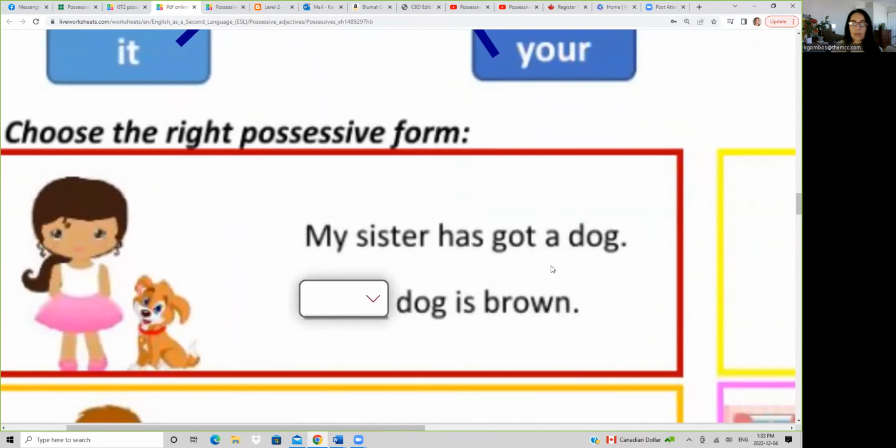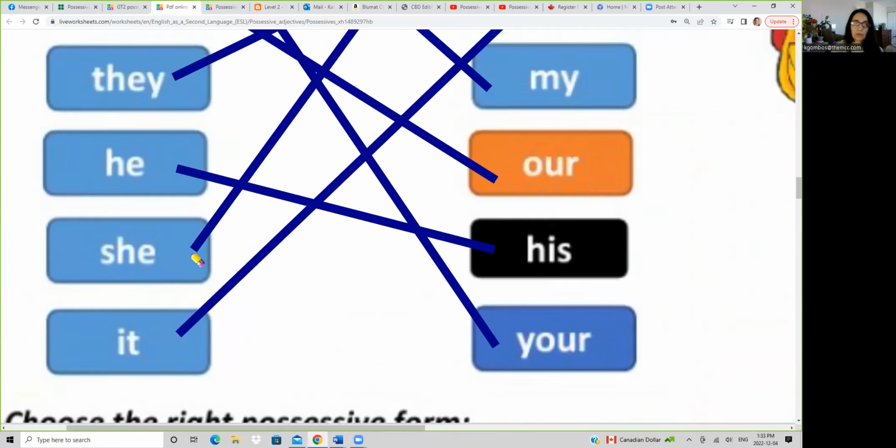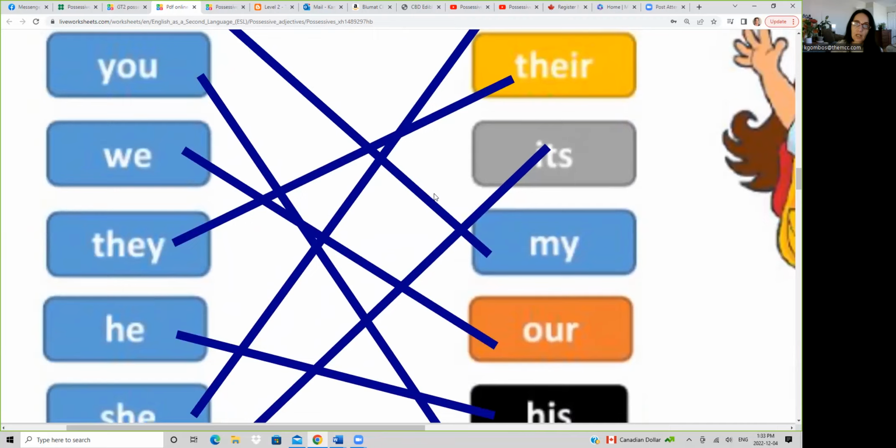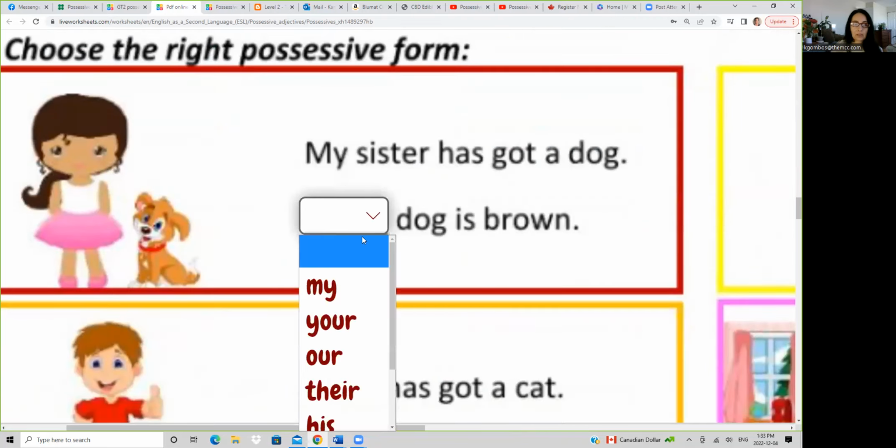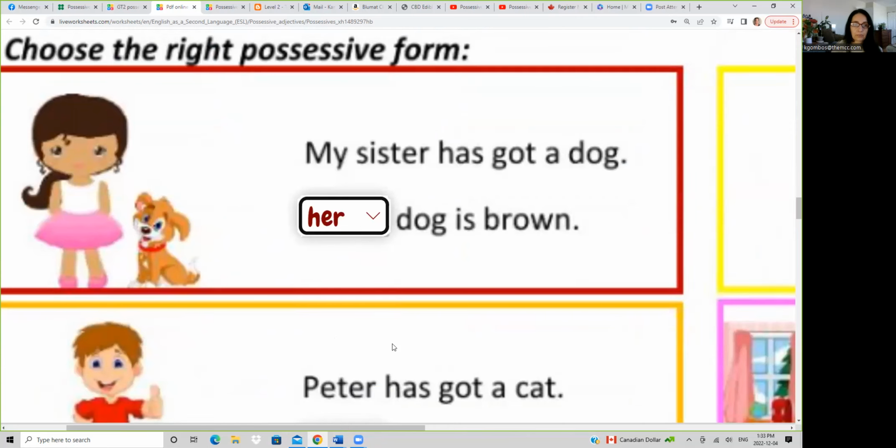My sister has got a dog. My sister is a she. So if you don't remember, what do you have for she? For she, I have her. You can check here. Okay, so I click and that will be her.